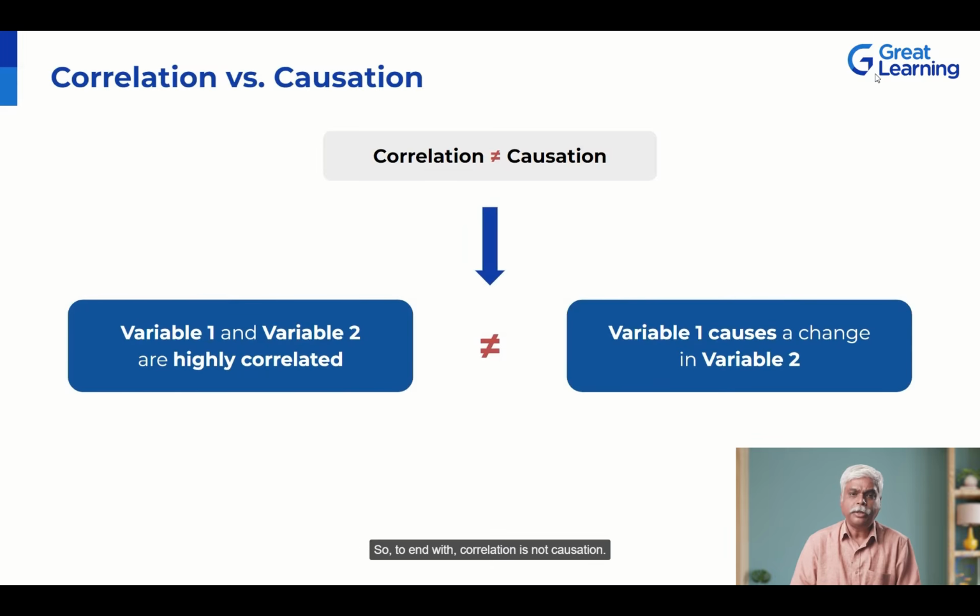So, to end with, correlation is not causation. Variable 1 and variable 2 being correlated does not mean that a change in variable 1 will automatically lead to a change in variable 2. There could be other factors at play here.